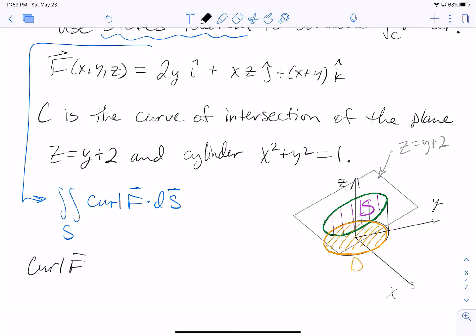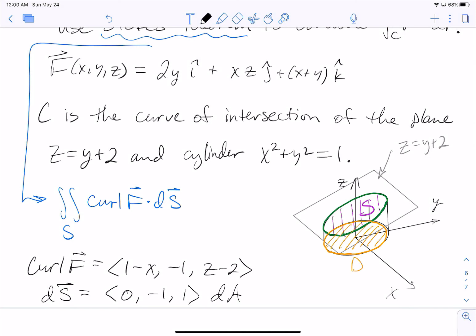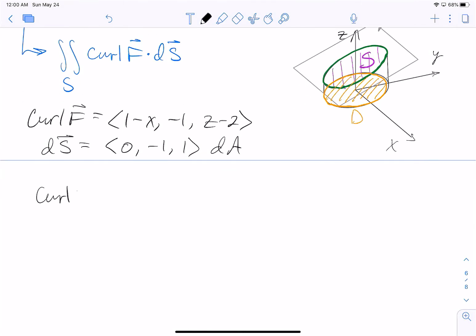You can verify that the curl of F will be (1 minus x, negative 1, z minus 2), and dS, because S is a portion of a plane, is going to have the vector (0, negative 1, 1) times dA. This gives us that the curl of F dot dS is equal to 0 times (1 minus x), negative 1 times negative 1 is 1, and 1 times (z minus 2) is plus z minus 2.